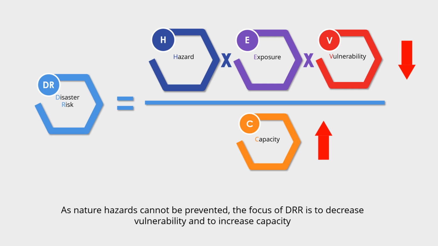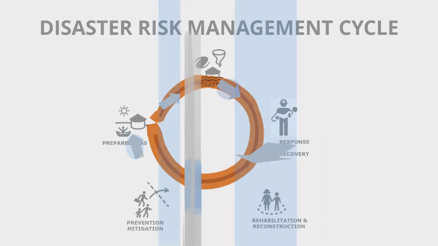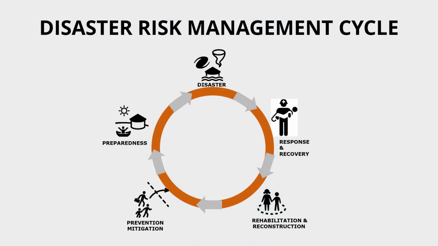Now we know what a disaster risk is. Let's look at disaster risk management. This is a famous diagram that illustrates the different phases in the disaster risk management cycle. Before we get into that, let's look at what disaster risk management is. Disaster risk management is the application of disaster risk reduction policies and strategies to prevent new disaster risk, reduce existing disaster risk, and manage residual risk, contributing to the strengthening of resilience and reduction of disaster losses, and so on.